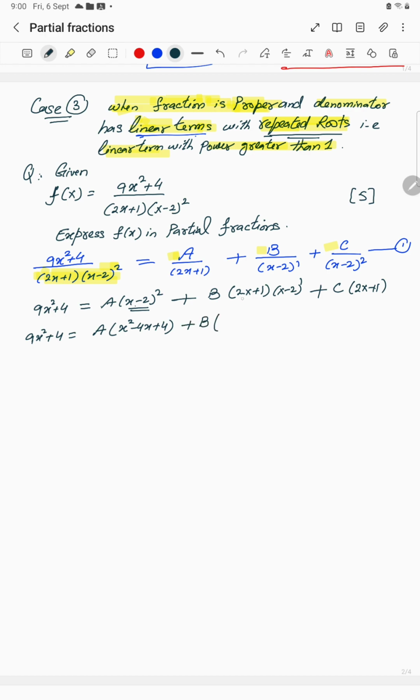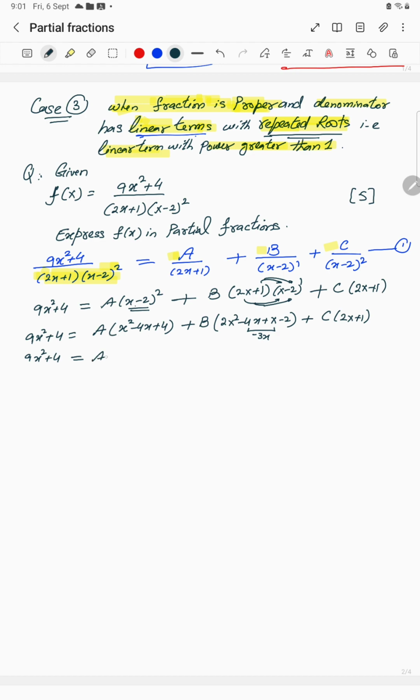With b, when you multiply this 2x with this and then this, and the same with this and this, we'll see we get 2x squared minus 4x plus x minus 2, and with c we have 2x plus 1. Again, do one more step and be careful in your multiplication. If it is wrong, then everything will be wrong. And this will become minus 3x, like terms.